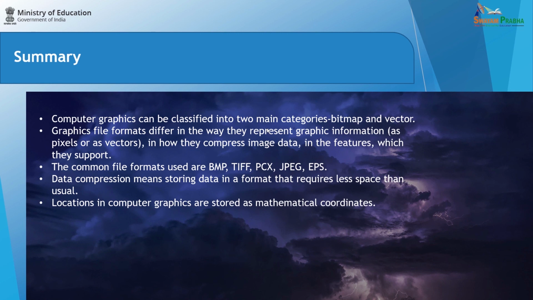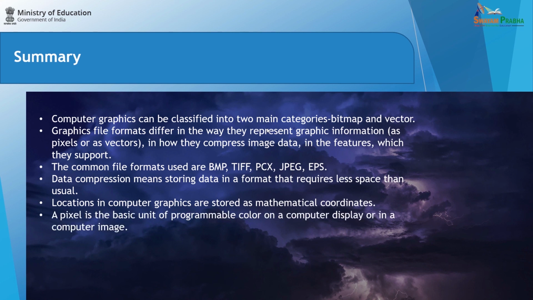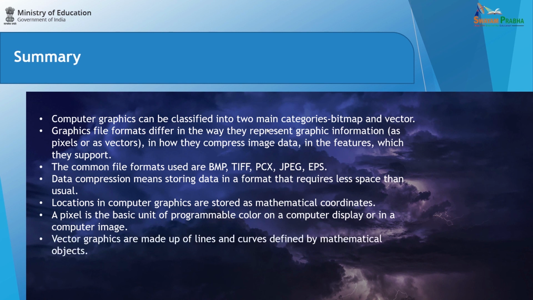Now whenever we are talking about computer graphics, all the locations in computer graphics are saved as mathematical coordinates, right? So if you are talking about pixels, what exactly is a pixel? A pixel is the basic unit of programmable color on a computer that is displayed as a computer image, right? So this is about pixel technicalities. And we had already learned pixel is the smallest unit of any photograph also. All photographs are made up with the help of pixels only.